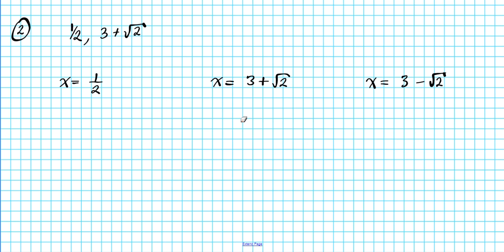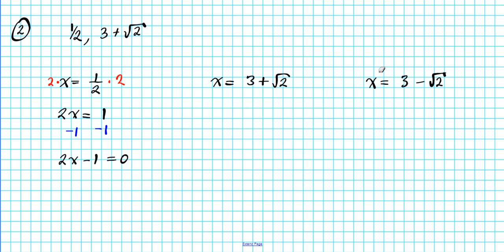So we'll advance to the next step. Now the first one we want to set equal to 0. Same applies to the other two. For the first one, we'll multiply both sides by 2. As we did in the previous example, we have 2x equals 1. And then we'll proceed to subtract 1 from both sides. And that yields 2x minus 1 equals 0.